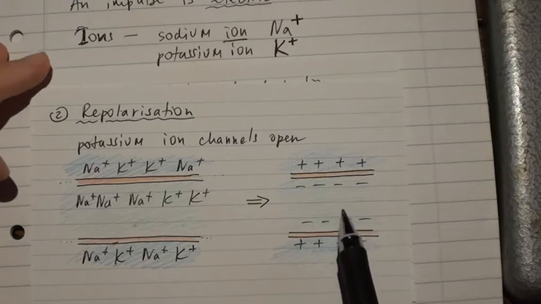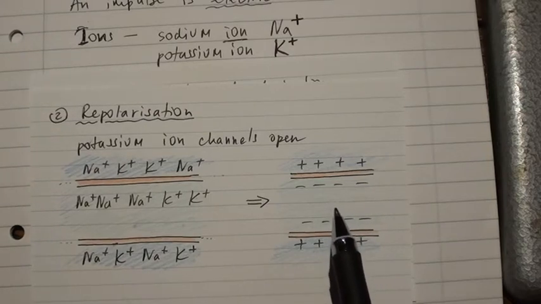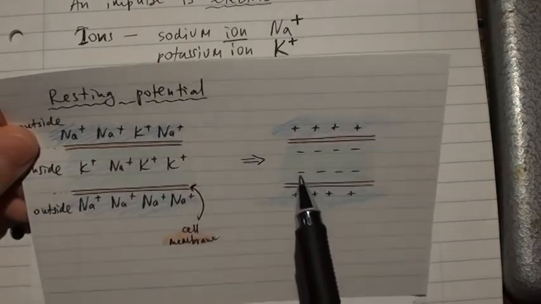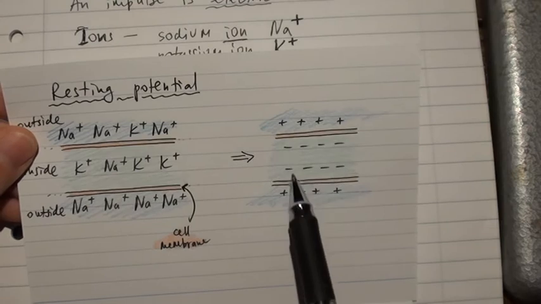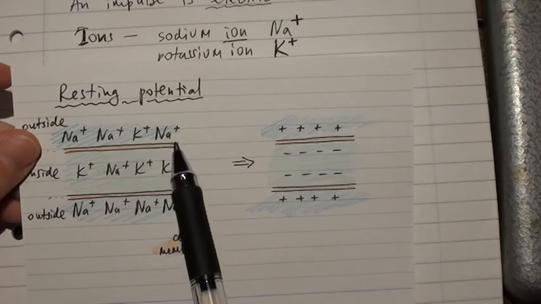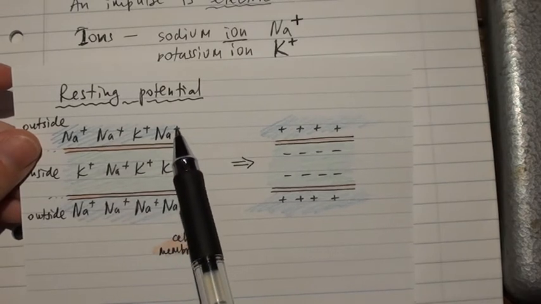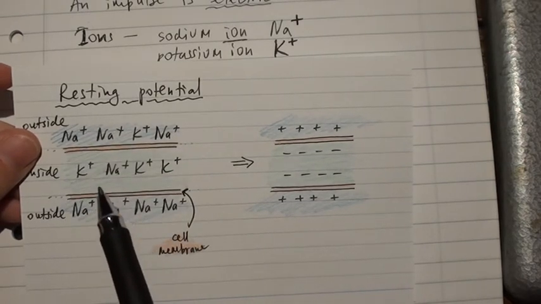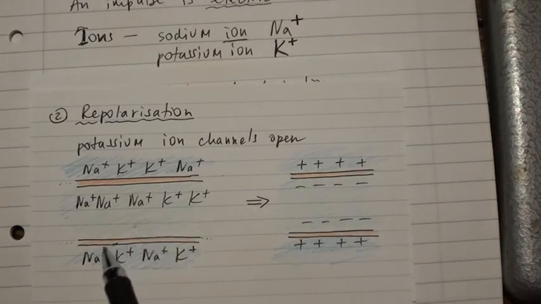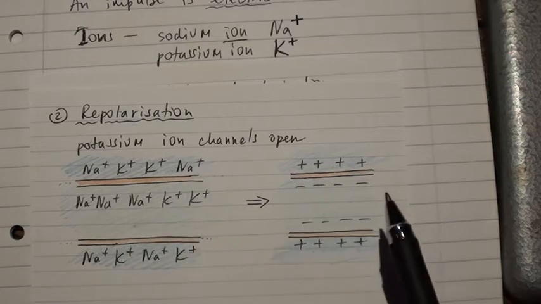So we're seemingly back to the situation I started with, right? So that was my resting potential, right? So plus on the outside, minus on the inside. The only difference here is that in resting potential, I had mostly sodiums on the outside and potassiums on the inside. But here, during repolarization, everything is pretty much all over the place. So all my sodiums and potassiums have swapped places, and they're just about everywhere, right?